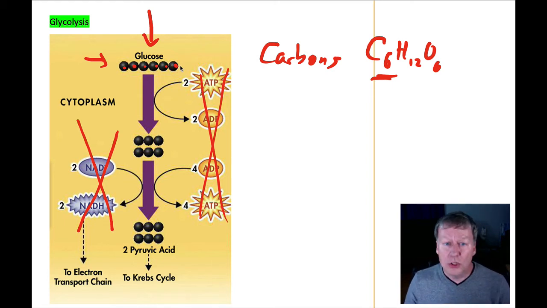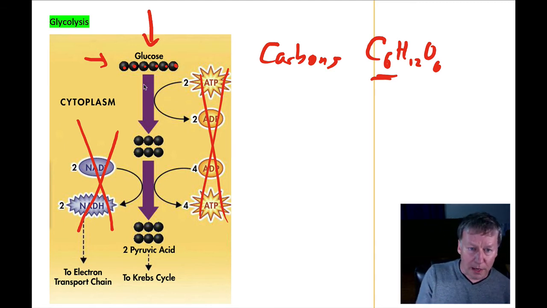It is understood that this molecule also contains 12 hydrogens and 6 oxygens, but in this diagram, they're not drawing them. They're not important for what we're discussing. We are just going to track the carbons as they move along. So this is our glucose molecule, and we can see it has 6 carbons.